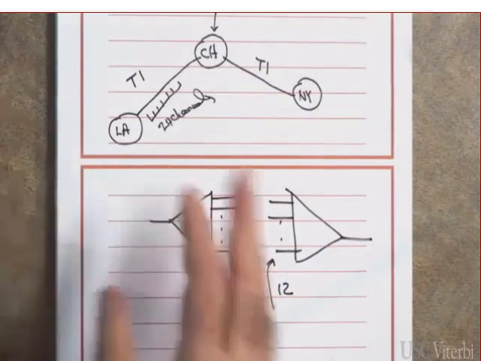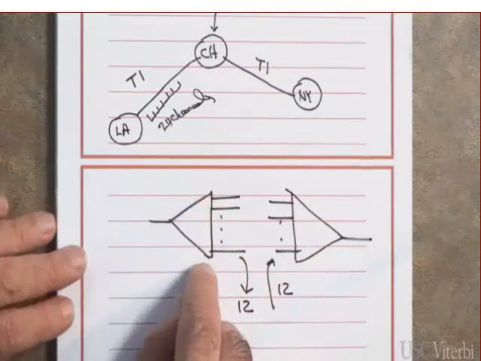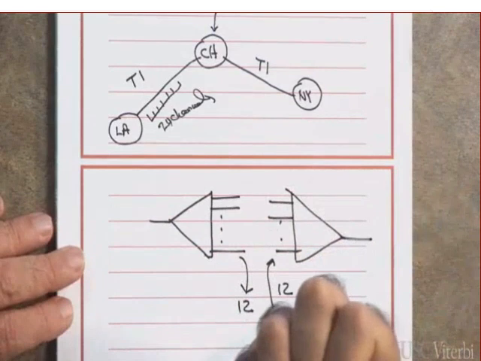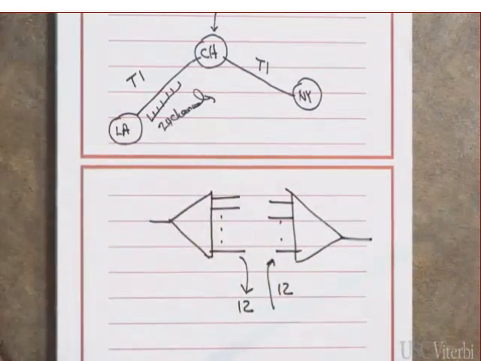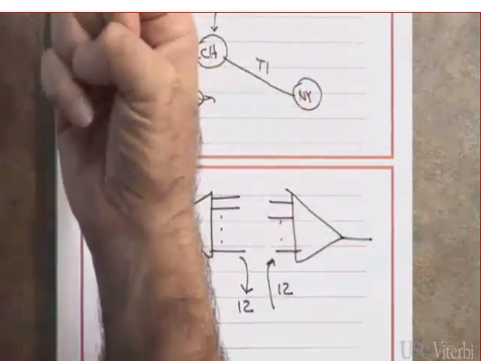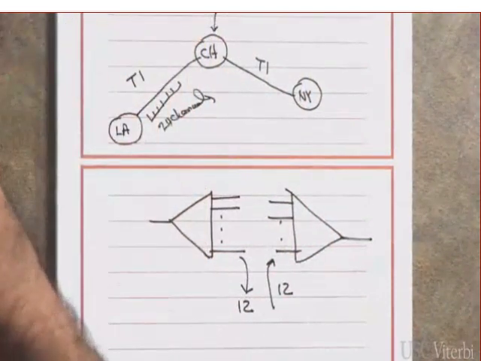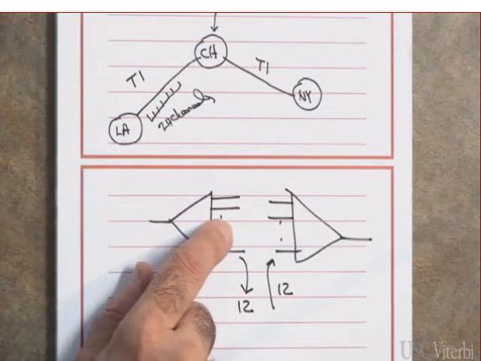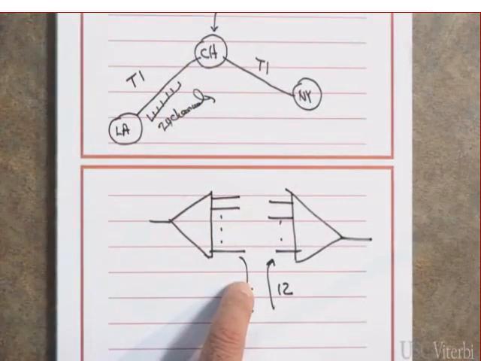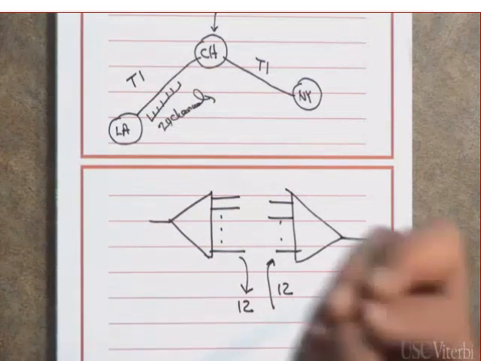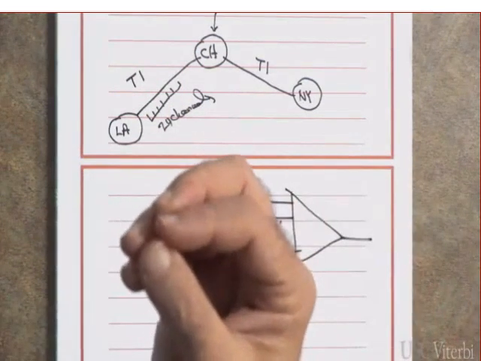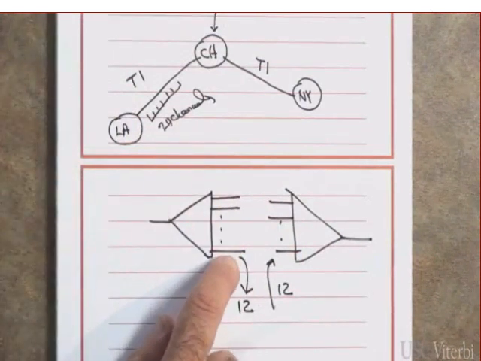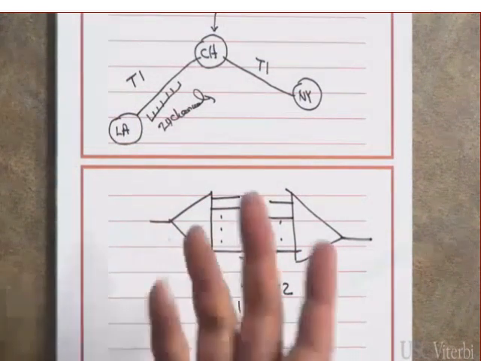In SONET, as we will see, you don't need to demultiplex them. You could drop them from the frame without demultiplexing the frame. You drop these channels, are you following me, and you replace them by other channels, but without demultiplexing all the way to the lower rates, all the way, for example, in this case, to the rate of 64 kilobits per second.